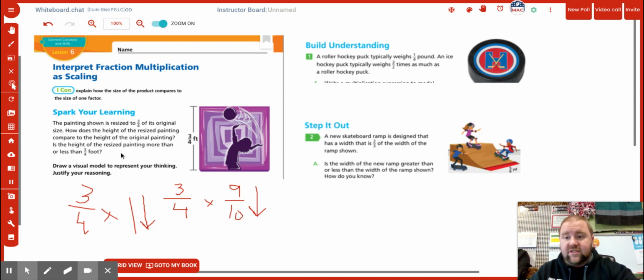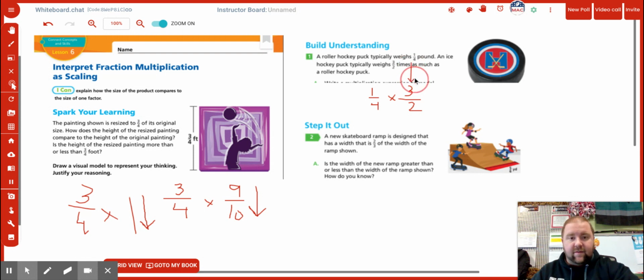So the question here is, is the height of the resized painting more than or less than 3/4 of a foot? If we're finding 3/4 of that, it's going to be less than that. The original painting is greater than 3/4, because we made it smaller. Right? So if we look at this example about the hockey puck, it says a roller hockey puck typically weighs 1/4 pound, and an ice hockey puck weighs 3/2 times as much.